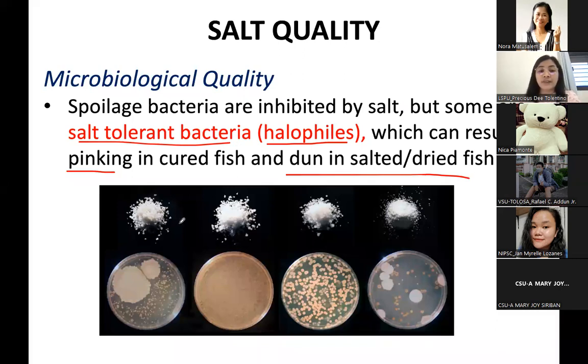So these are different salts na tinest siya for bacteria load. So nakikita ninyo merong mga nag-survive, ibig sabihin that there are salt-tolerant bacteria. However, of course, most of the spoilage bacteria nawawala din naman talaga. But of course, these salt-tolerant bacteria na to, this can also be avoided pag gumamit din tayo ng good salt quality, yung mga malilinis, hindi lang yung basta-basta saan kinukuha.